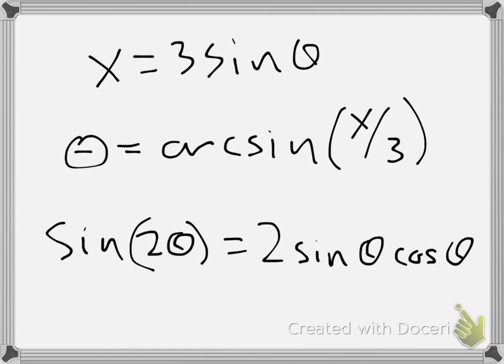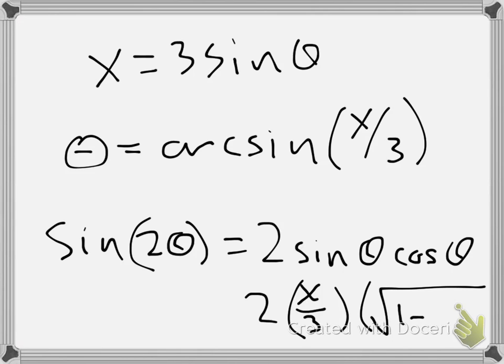And so I have sine of theta, right? Sine of theta is x over 3, if you look at the top line. So the next trick is figure out cosine, right? Well, cosine squared is 1 minus sine squared. So I would write it as the square root of 1 minus sine squared, which is x squared over 9. And that whole mess would be the sine of 2 theta.